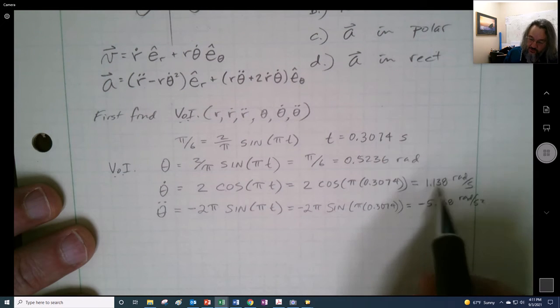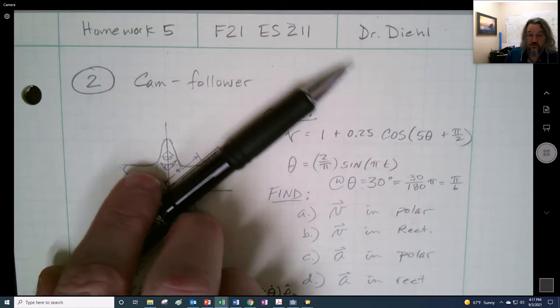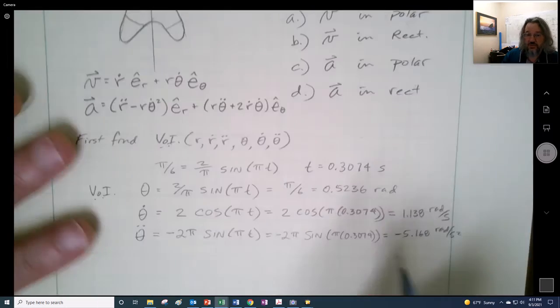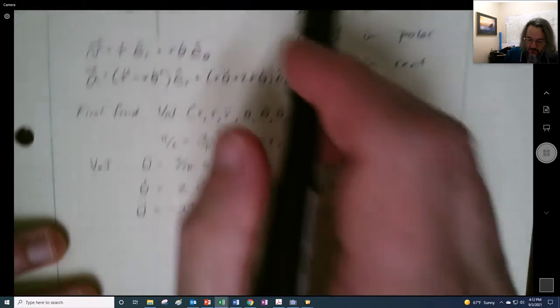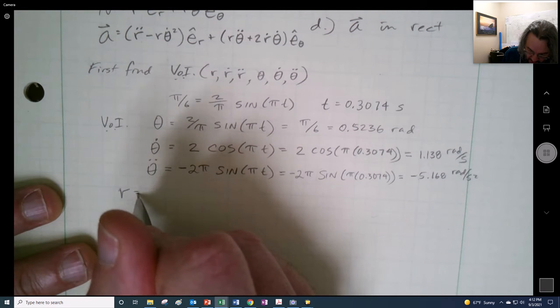Okay, so we know that the thing is going counterclockwise, but it's slowing down, right? So this thing is rotating, but it's not rotating as fast as it was before. And that's just controlled by a motor. But now let's go to the radius right here. Maybe I want to give myself a little bit of room over here.